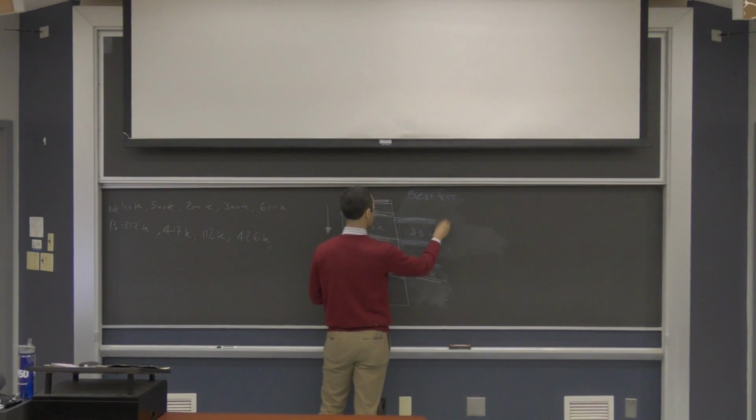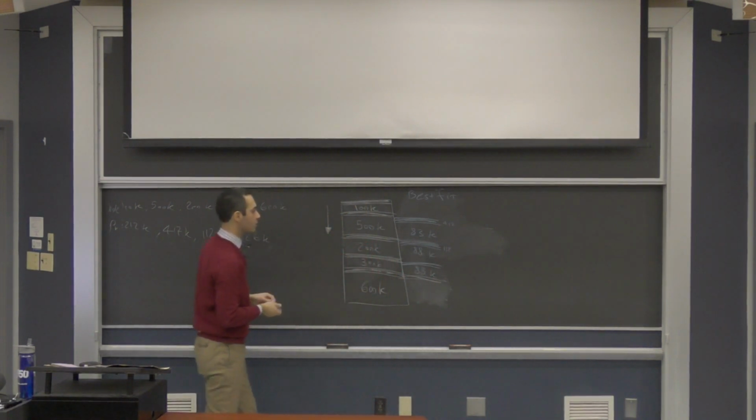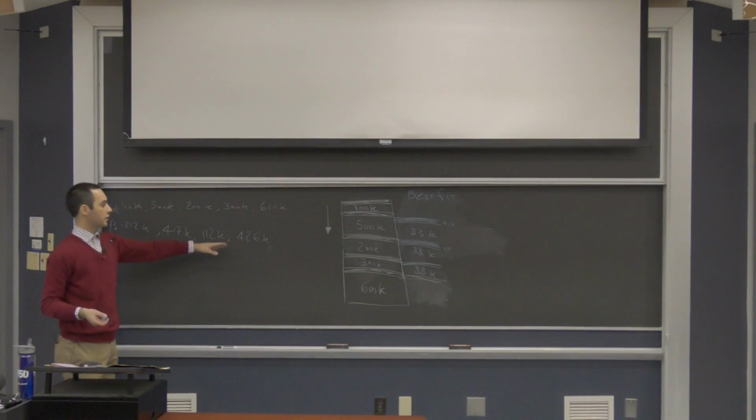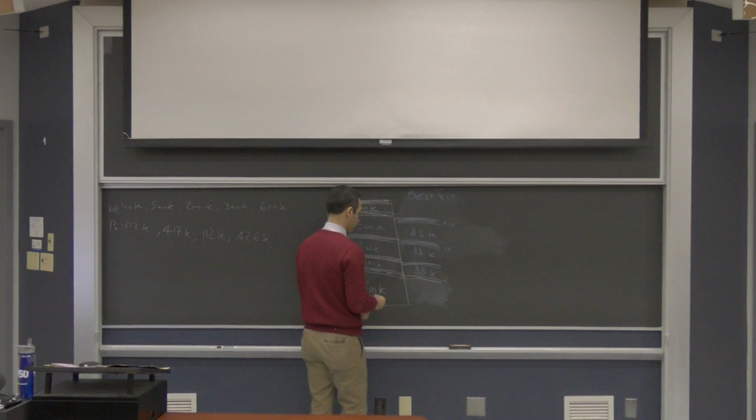I don't know which one is this one. This one is 417, right? So this one is 112. And then you have 88K again available. And then the final process, when 426 comes, doesn't fit here, doesn't, and it does fit in here.